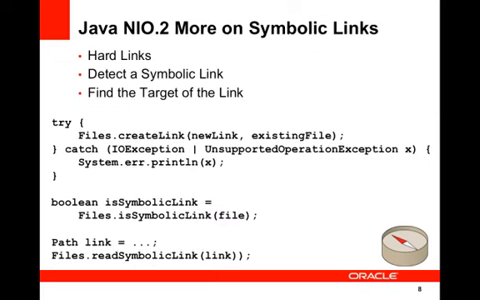A little more detail on symbolic links. You can create a hard or a regular link to an existing file by using the createLink method. The second Path argument here locates the existing file, and it must exist or a NoSuchFileException is thrown. To determine whether a Path instance is a symbolic link, you can use the isSymbolicLink method. And finally, you can obtain the target of a symbolic link by using the readSymbolicLink method. If the path is not a symbolic link, this method throws a NotLinkException.